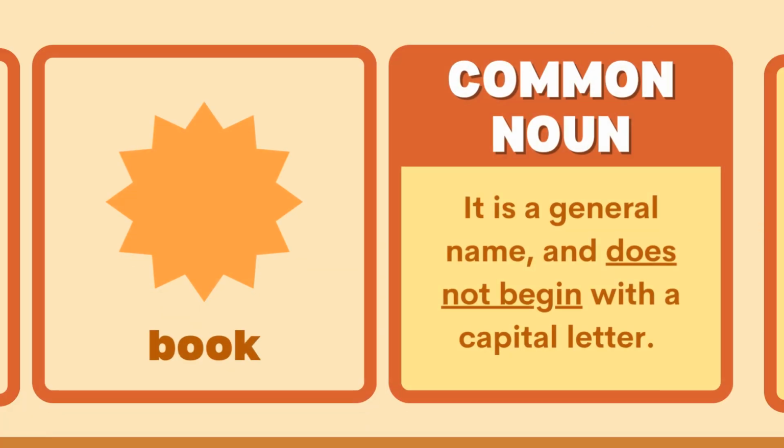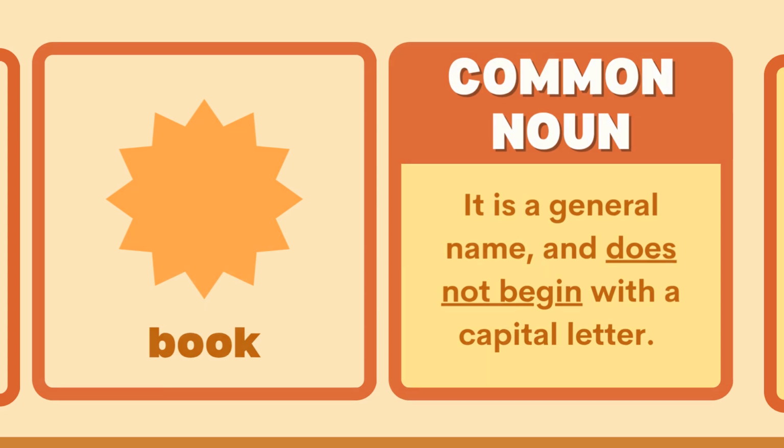Let's learn about a common noun. Common noun is a general name of a thing, place, or a person. For example, book. Remember, common nouns do not start with a capital letter. Easy and fun, right? Let's learn more together.